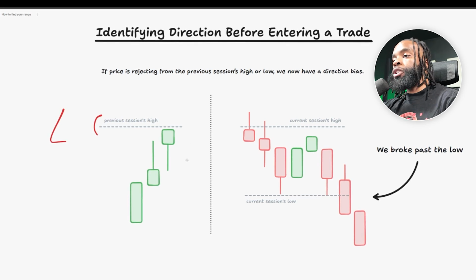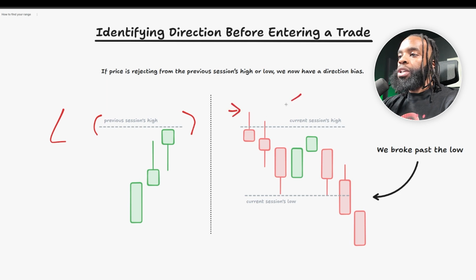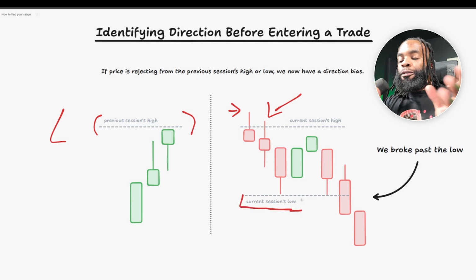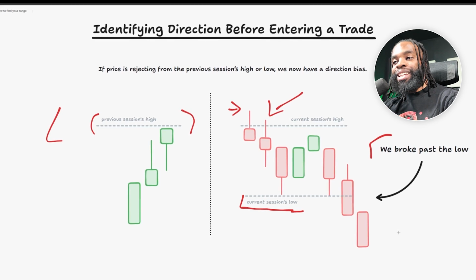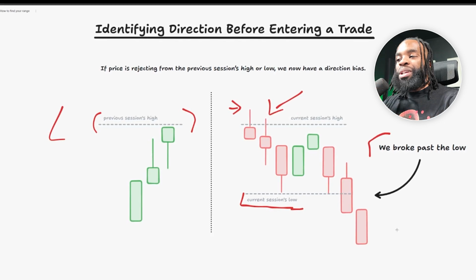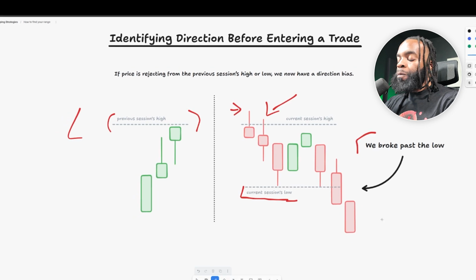Now let's say going into the New York session, the market started rejecting that previous structural high. We instantly start seeing rejections off the candle, which are also known as stop hunts, which we talked about in our previous video. We created a low within the first hour of the current session, which then determined we broke the previous low. This identifies that the direction could be heading down, so we should be looking for sells in this session. And then we're also gathering the data to know where our range would be.